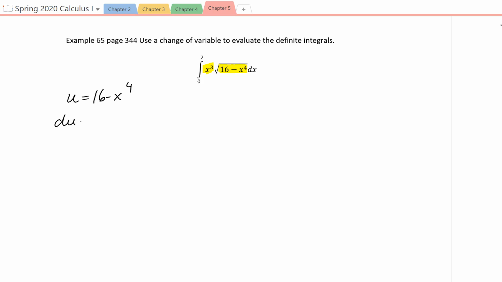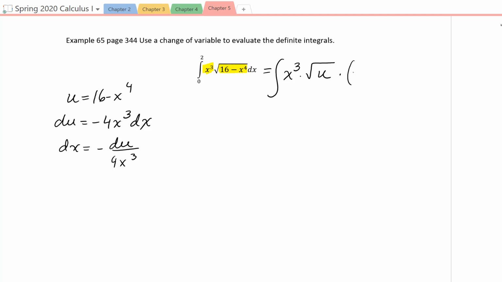So du would be negative 4x to the 3rd dx. So dx is negative du over 4x cubed. Right, so basically integral x cubed square root of u times negative du over 4x cubed. So you see how x cubed cancels with x cubed? That means we are on the right path. Now the limits of integration, I'm not going to put anything because I'm going to replace at the very end. So negative integral of u to a half du.